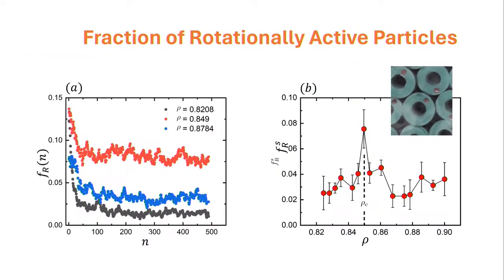You can actually quantify the fraction of the active particles. Active particles means how many particles have rotated and how many particles have not rotated, and you can quantify that. And it also looks like, weakly, something is happening at about the critical density up here.